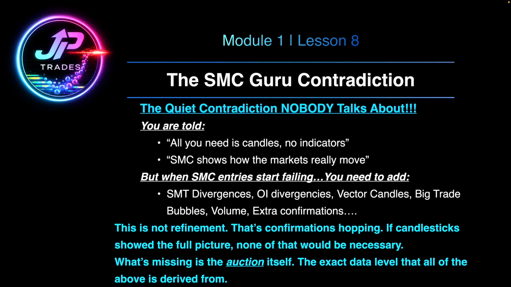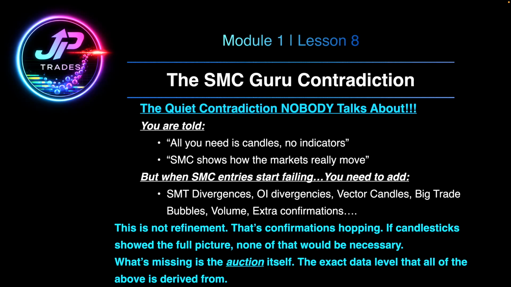Why? Because intuitively, they feel it. They feel that they're missing something. They feel that they're not seeing something. They feel that price is doing things their chart can't explain. And they're 100% right. What are they missing? They're missing liquidity. They're missing the auction itself.